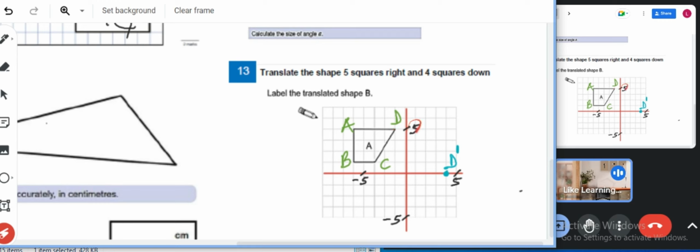1, 2, 3, 4, 5 to the right. 1, 2, 3, 4 down, just to confirm. So this is the new position of D. You pick A and do the same thing.